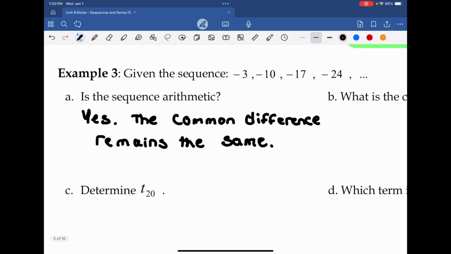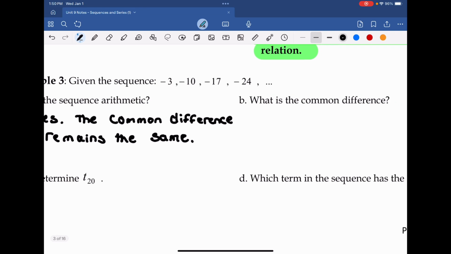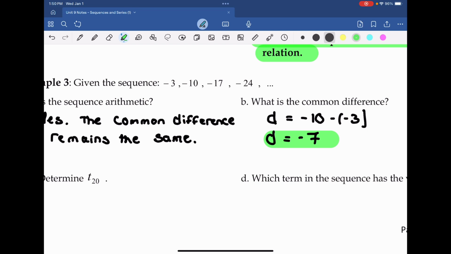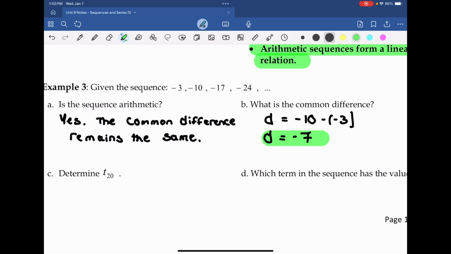And then in our next part, for part B, they actually ask us, what is that common difference? Well, to determine that, we can take any 2 consecutive terms and subtract them. I'm going to take -10 minus the -3, which was term 1. And again, you could take any 2 consecutive terms and subtract them. -10 minus -3 is the same as -10 plus 3. This gives us a common difference of -7. So between every single term in this sequence, we subtract 7.